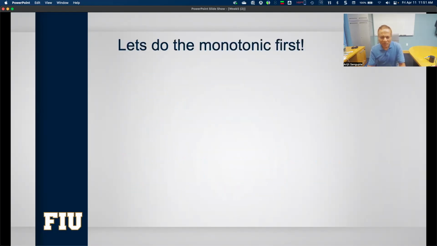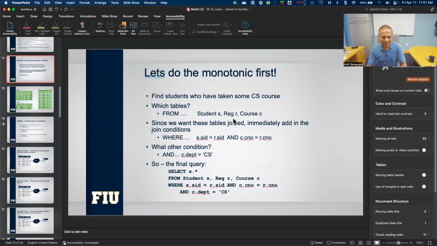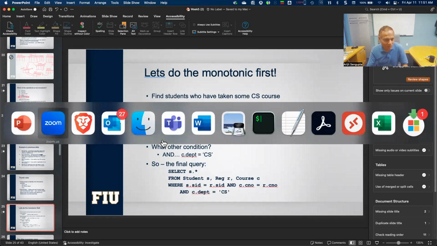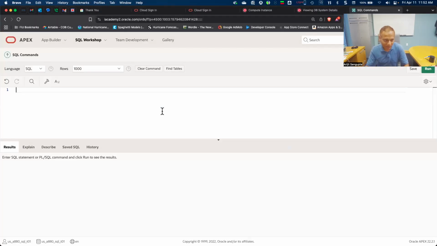So let's do some queries, and I have a few in the deck, and maybe I will talk about some of these queries in the deck. But let's just go into Oracle and solve some queries. So let's do a super simple one.